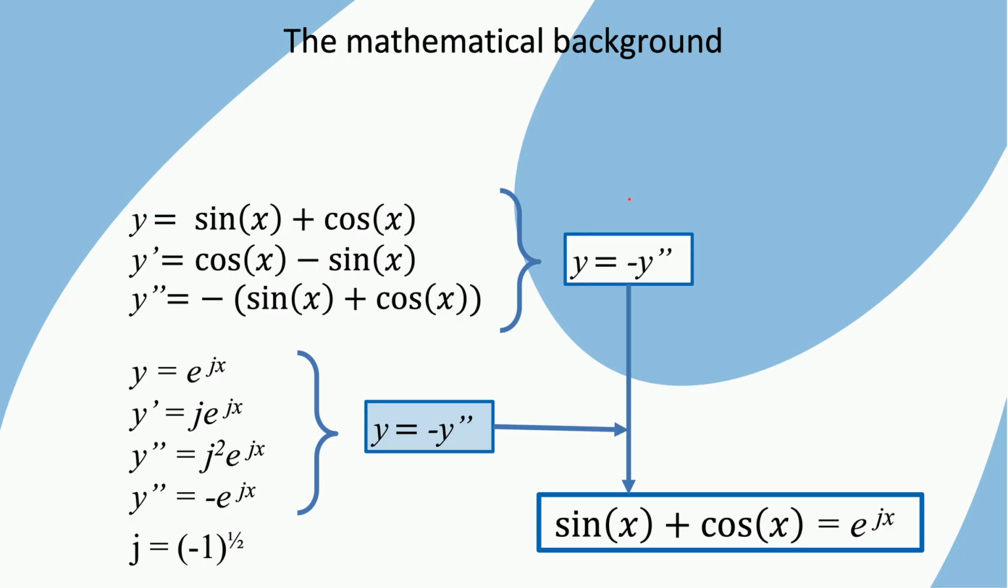Imagine now that we have a function y equals e to the power of j times x, with j the imaginary number for which the square of j is minus 1. It means that here too the function y is equal to minus the second derivative of the function y. This leads to the mathematical definition that it equals e to the power of j times x, and this will be the basis for the measurement of impedance spectroscopy.